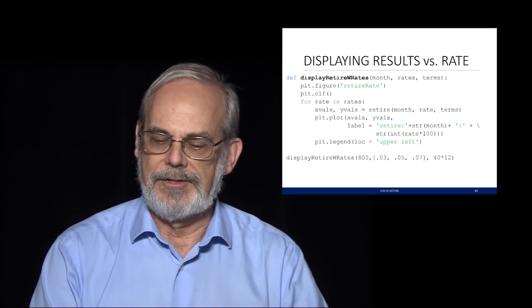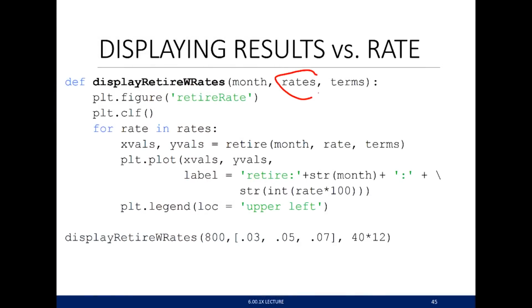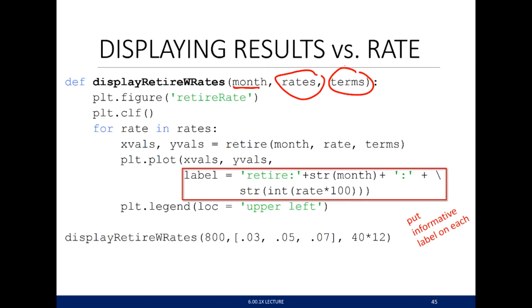I could write another function, display retirement now with rates. And here, I'm going to give in a list of different rates. I'm going to pick a particular monthly contribution. I'm going to give it a set of terms to look at. And the rest of this looks much like before. Again, I'm going to put a label on here that lets me understand what I'm capturing. So notice, it's got the string retire, it's got the monthly rate, and I'm also going to put something in here that tells me the actual rate of investment growth so that I can associate each of those pieces with the graph.